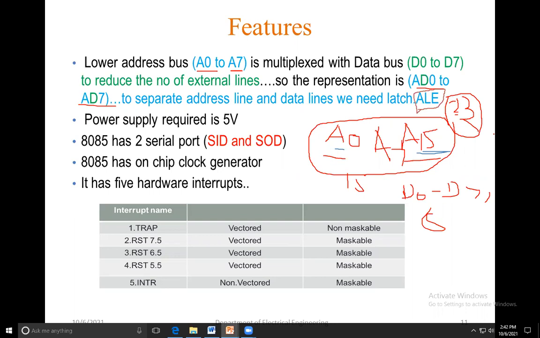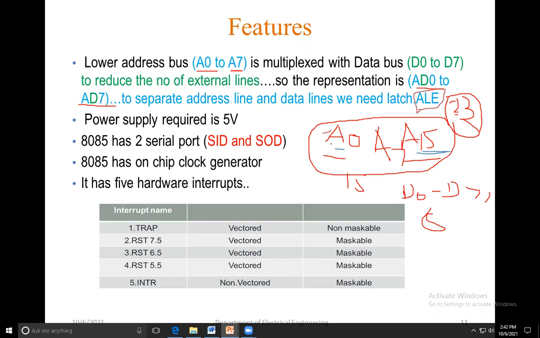then it acts as an address bus. We are discussing the timing diagram. If it is low, then it acts as a data bus. Means A0 to A15: when this latch enable is high, it acts as an address bus, and if it is low, it acts as a data bus.